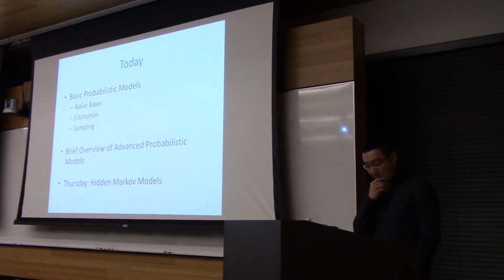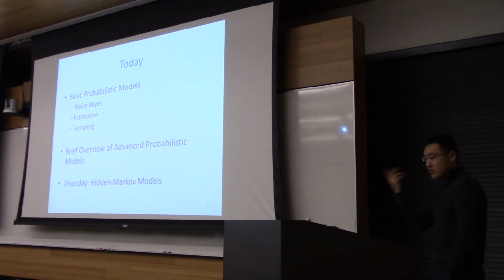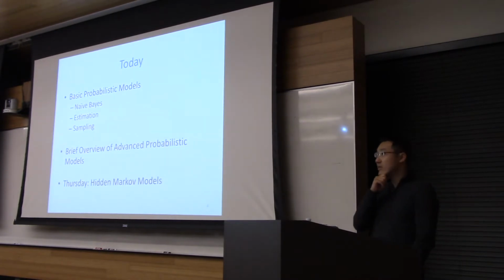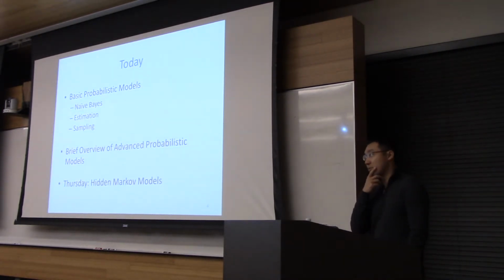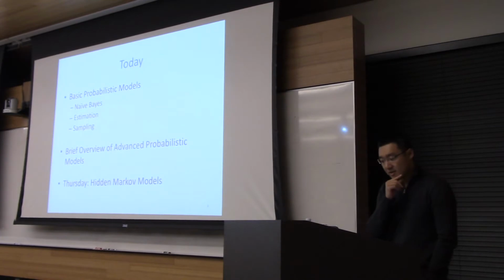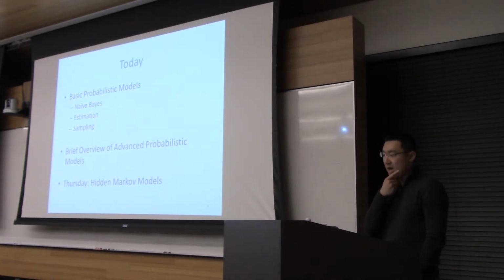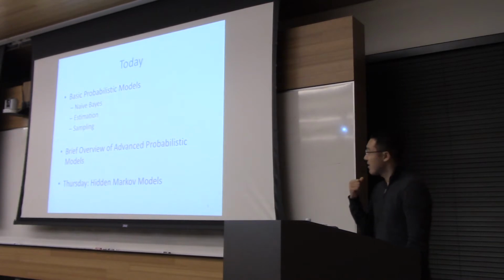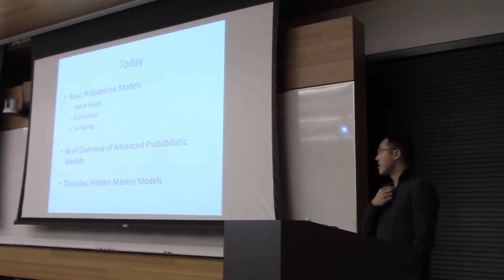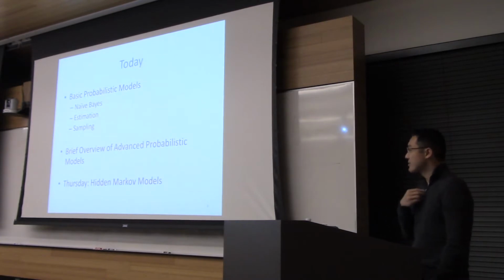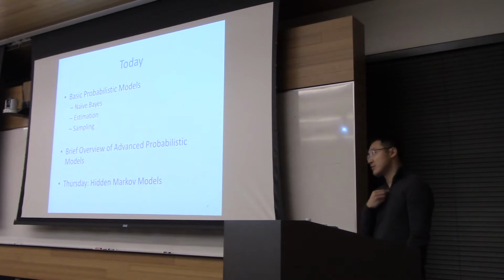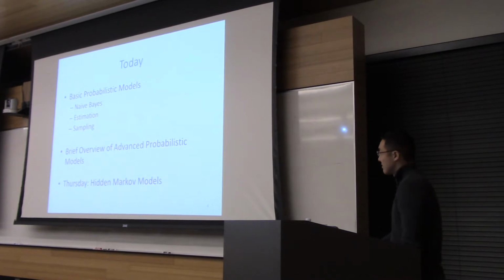So today we'll look at an introduction to probabilistic models. We'll go over in detail the simplest probabilistic model that people use in practice, which is Naive Bayes. We'll talk about methods for learning, estimation, and how to sample from it. We'll do a brief survey of more advanced probabilistic models, and then on Thursday we'll talk about hidden Markov models, which is a probabilistic model over sequences, which is probably the most popular sequence modeling technique in use today.